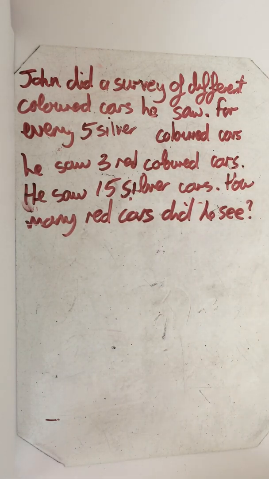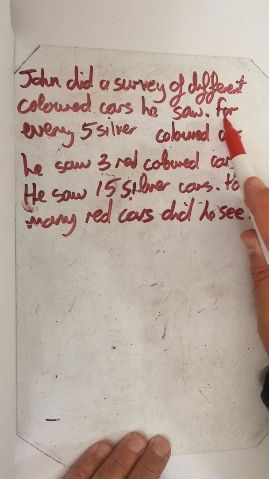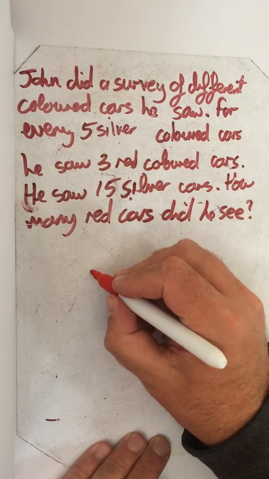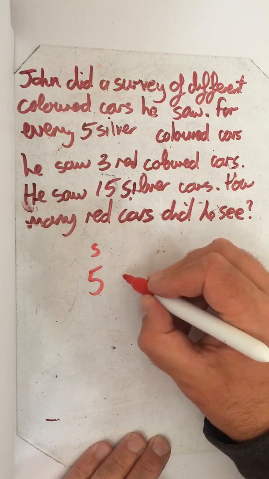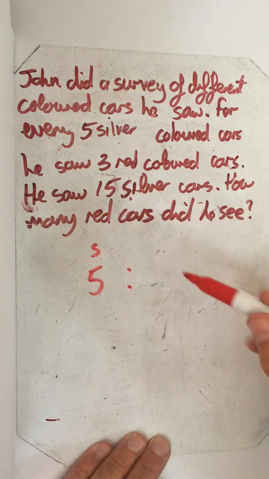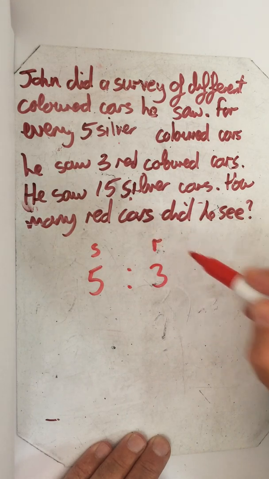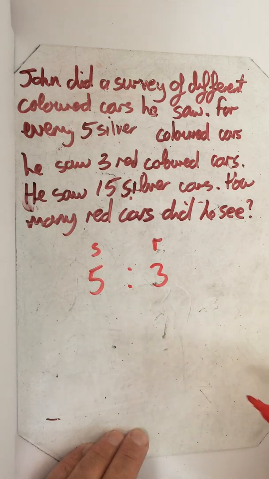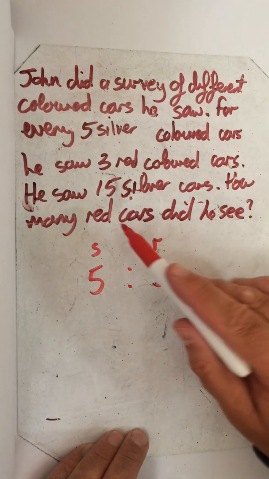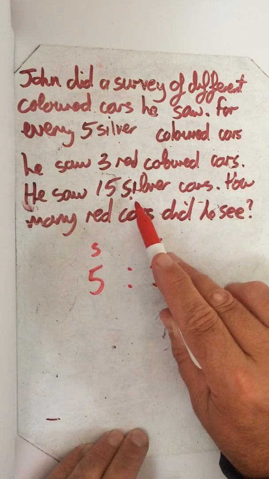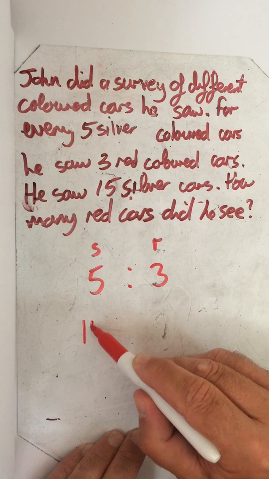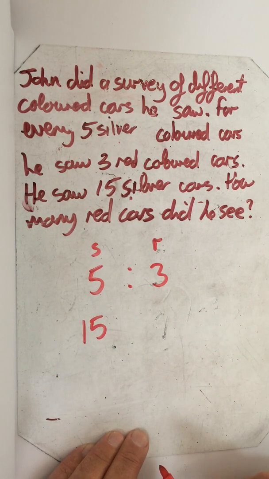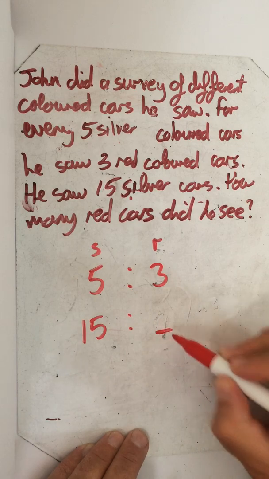Now, it's a lot of words, but really it's quite simple in terms of what our key information is. So the key information here is the ratio. For every 5 silver, he saw 3 red. So the first thing we do on any word problem is to write down that ratio. Then let's have a look at the next information. He saw 15 silver coloured cars, so I'm going to put that in that column.